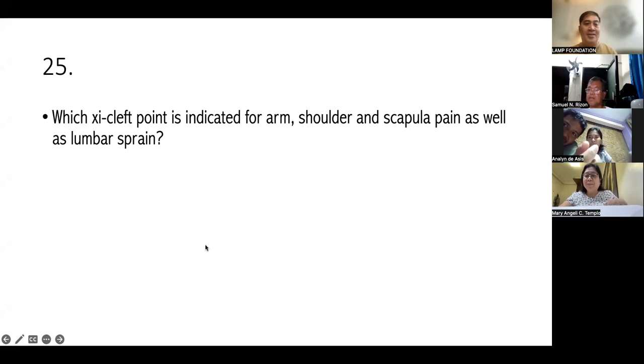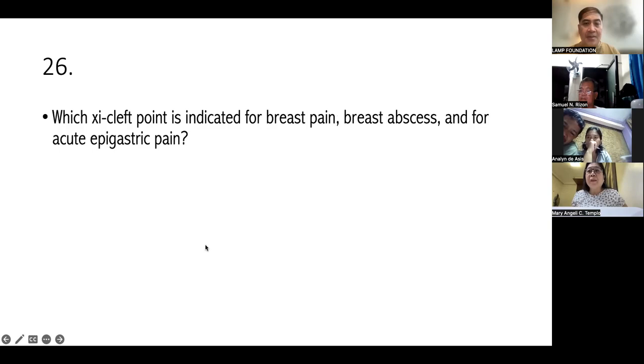Which Xi Cleft point is indicated for arm, shoulder, and scapula pain, as well as lumbar sprain? SI6. Very good. Okay. Hanapin nyo din po. Ganito, para mas ma-amaze sila. And nobody will complain you're doing acupuncture. You can use the SI6 on the ear. Ipsilateral. Same side. Very good.